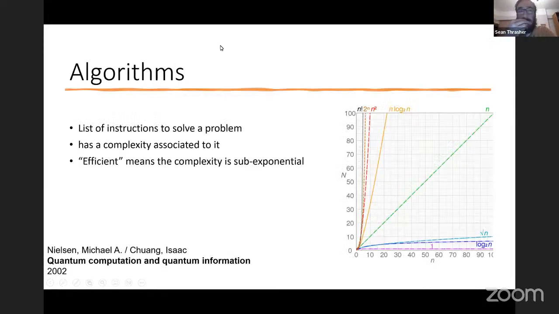First, let me just review a couple of concepts. When I talk about an algorithm, what I mean is a list of instructions designed to solve a problem, and each algorithm has a complexity associated with it. When I talk about an efficient algorithm, I mean that the complexity is sub-exponential. As the input size grows and grows, the cost of this algorithm, whether that be the runtime or energy, etc., must grow no worse than a polynomial, essentially.